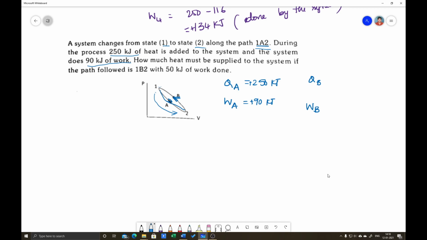Next, how much heat must be supplied to the system if the path followed is 1B2 with 50 kilojoules of work done? So he is saying that when it is coming back to 1, that means it is a cycle. During process B, work done is 50 kilojoules, so this is also positive. So what will be the heat transfer? You have to find this.